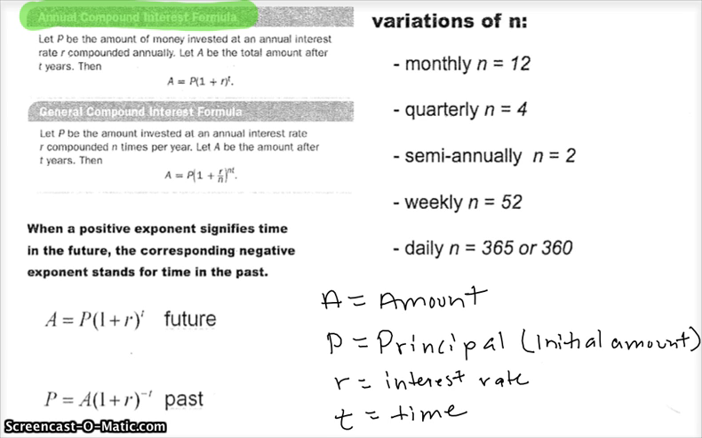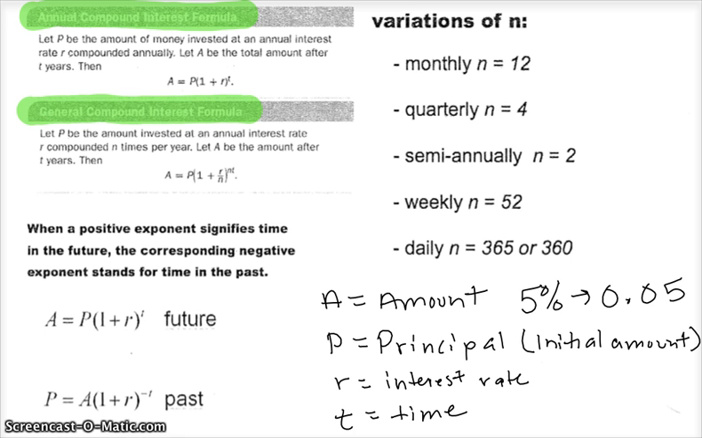Now one thing also to remember, that when we look at the rate, it's going to be as a percent. So if I'm given 5%, that written as a decimal is 0.05. That's going to be important to keep in mind. Now, the general compound interest formula is shown below.